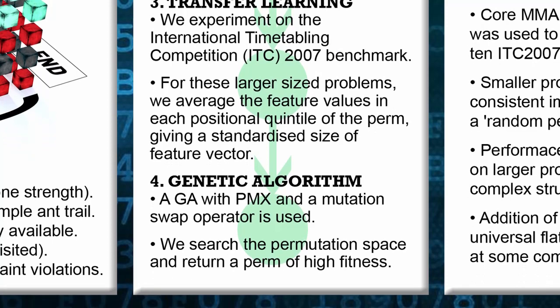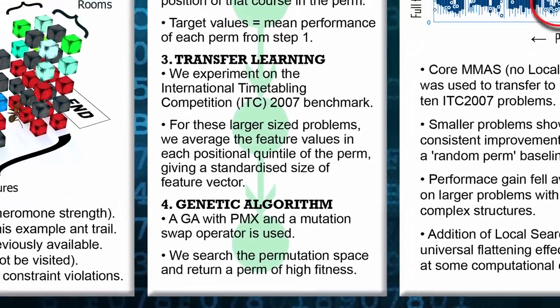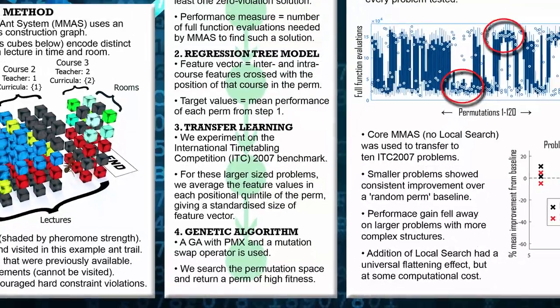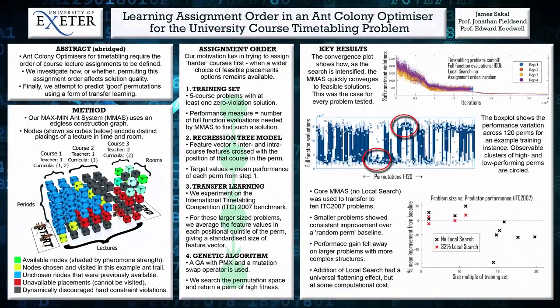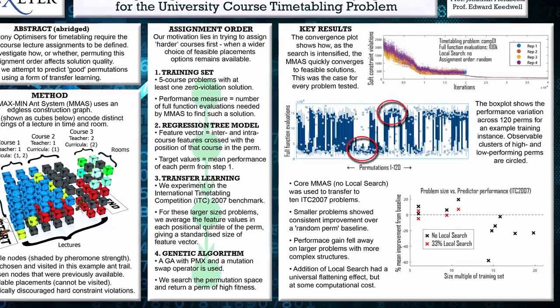Finally, we use a simple genetic algorithm to locate a perm of high fitness, or in other words, predicted goodness. The regression model tells us the global optimum fitness we are looking for here, and therefore when it is acceptable to terminate. In our experiments, we empirically assess 10 problems from the benchmark using our predictor model as described. For comparison, we use a baseline of a random perm sampled without bias.